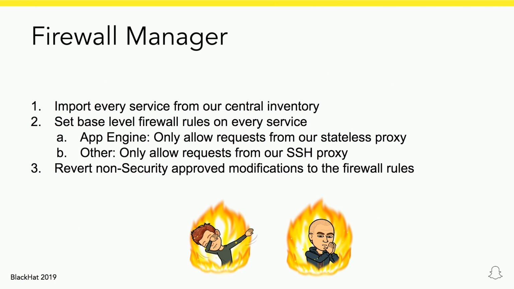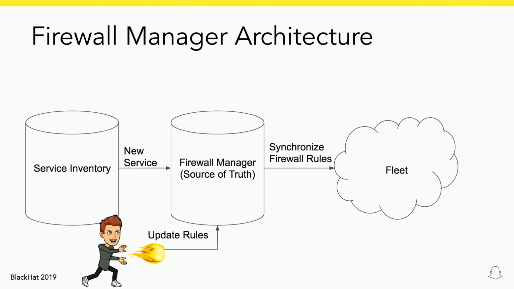The firewall manager, we basically have to import everything from the inventory. The inventory is pinging the firewall manager, letting it know when it needs to go gate something new. That is all automated, so it happens very, very fast after creating a new project. Then we have a set of base level firewall rules that we've deemed safe. That's allowing traffic from our stateless proxy, especially for App Engine. And then we have an SSH proxy that does the same thing on that protocol. And a few other internal only firewall rules that we allow. And then it constantly is monitoring the state of the VPCs to ensure that developers aren't changing those, and we revert any non-approved rules.